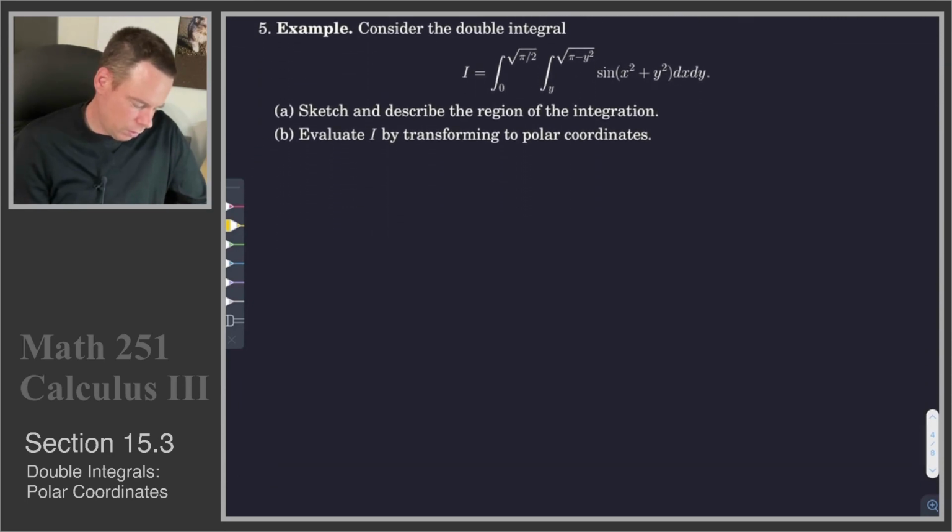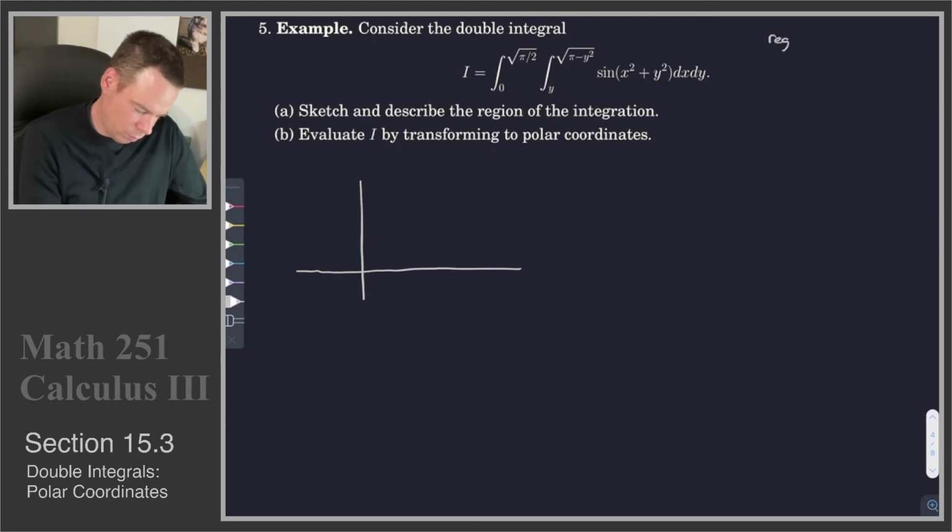Let's consider the double integral I, which is the double integral over this region of sine of x squared plus y squared dx dy. First, let's sketch and describe the region of integration. So we'll go ahead and sketch that region. Sometimes in this case it'll help to write it out, maybe, to collect our thoughts. So x is going to range between y and the square root of pi minus y squared. And y is going to range over the values 0 to root pi by 2.